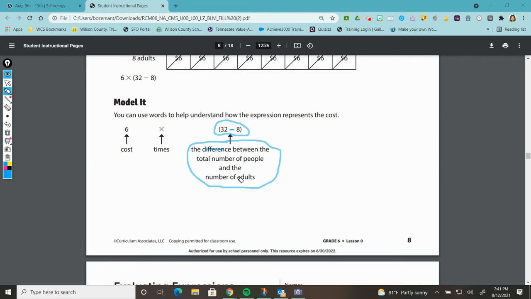So when we are trying to find the difference between two things, we are subtracting. Our cost was $6. We want $6 times each of the people that are getting posters. So when we're talking about times, we are talking about multiplication in this particular problem. So the cost times the difference between the total number of people and the adults. This is another way that you can look at the expression.